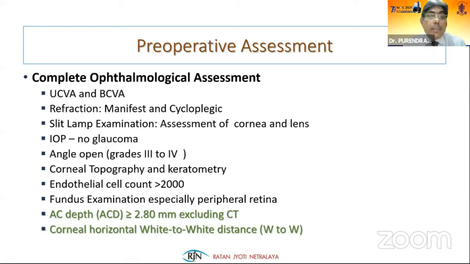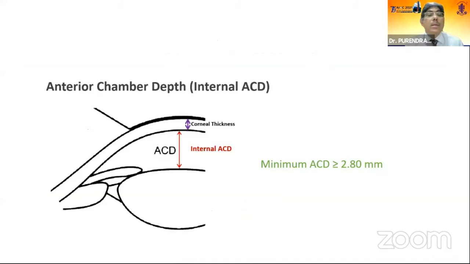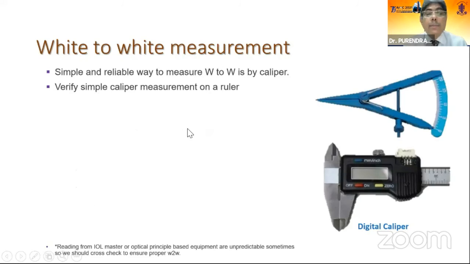The two most important things which have to be taken into consideration are the anterior chamber depth, which should be more than or equal to 2.80 millimeter, excluding the corneal thickness. This is internal anterior chamber depth. And another important thing which has to be done, especially for these cases, is to measure the horizontal white-to-white distance. Coming to the anterior chamber depth, we measure the internal anterior chamber depth, which should be more than or equal to 2.8 millimeter, and this is what is recommended. And this is excluding the thickness of the cornea.